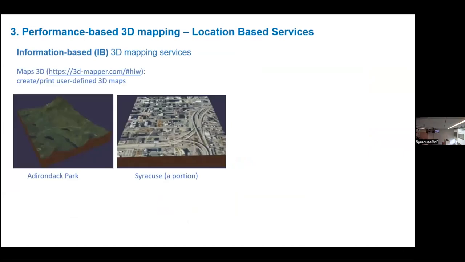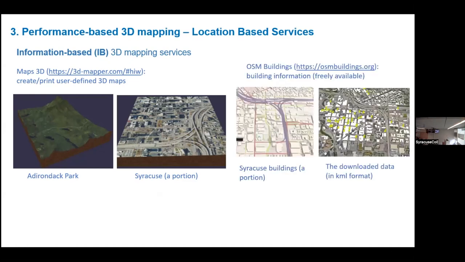So this is a commercialized 3D map. If you go to this map, you can actually download this kind of map. If you want it, you need to pay, okay? And there are also open access maps. If you go there, you can download these 3D buildings. Not only can you see the 3D buildings, you can download the data.